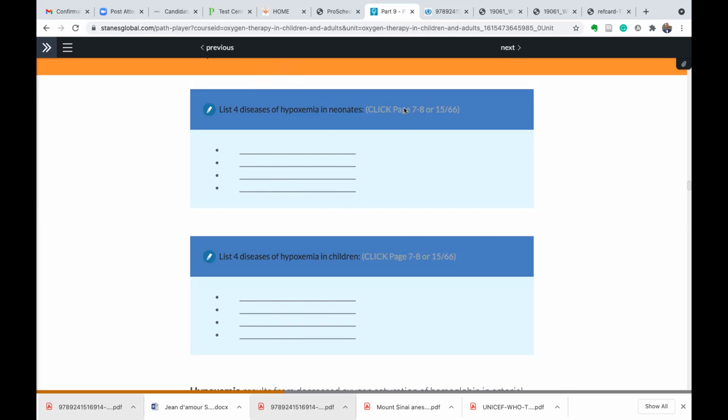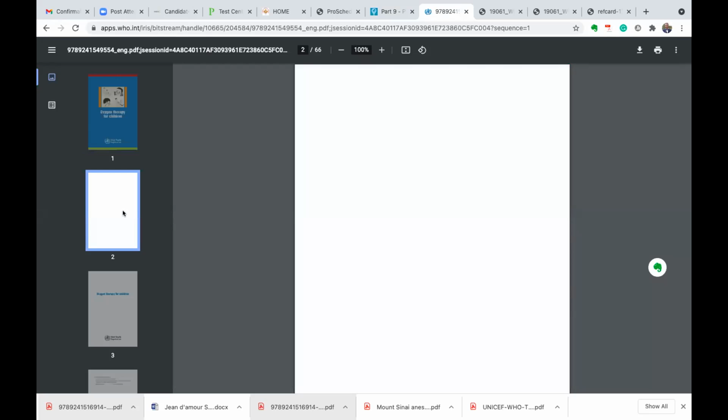Esophageal fistula, that can happen as well. Okay, we go to page 8.